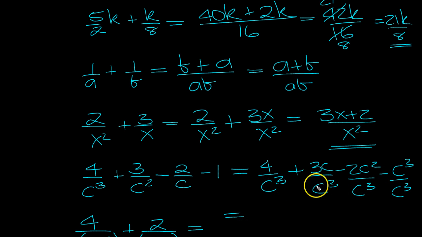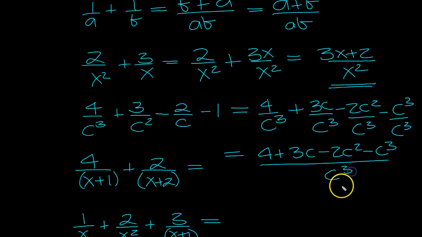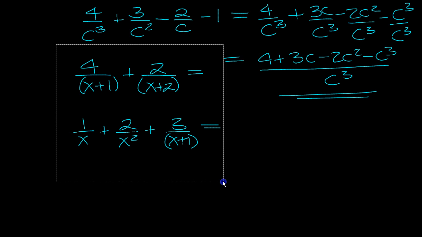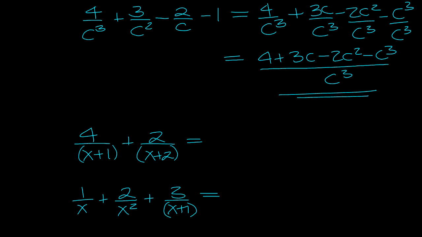So we've all got the same denominator now, we've all tweaked it, written the equivalent fraction, with c cubed being the denominator, so we've got 4 plus 3c, so we can just combine them, can't we? Minus 2c squared minus c cubed, all over the denominator, c cubed. Good. So let's move these down now. And we'll go at them.